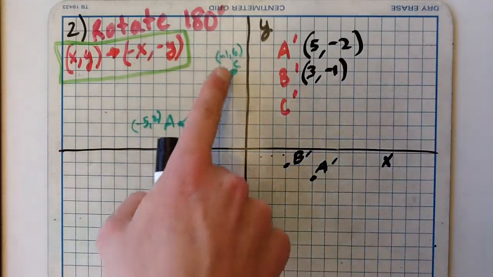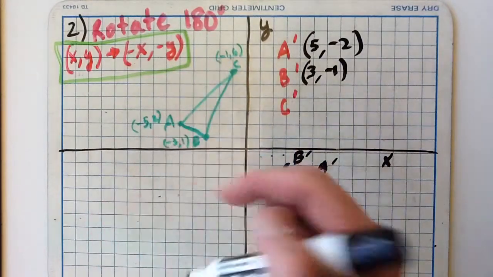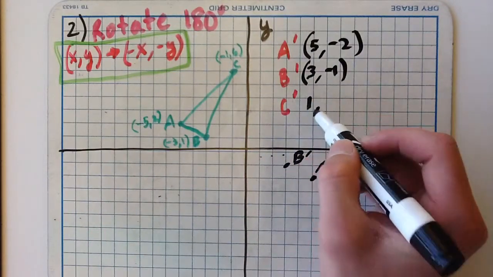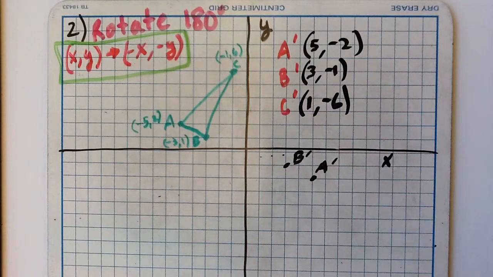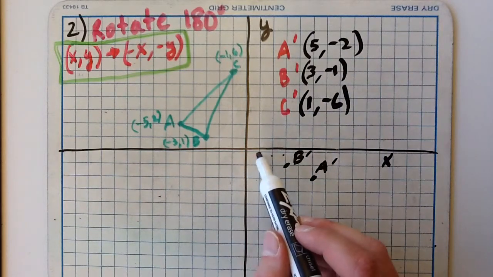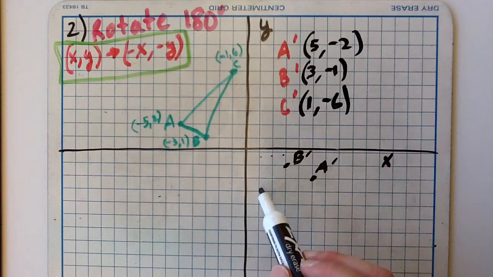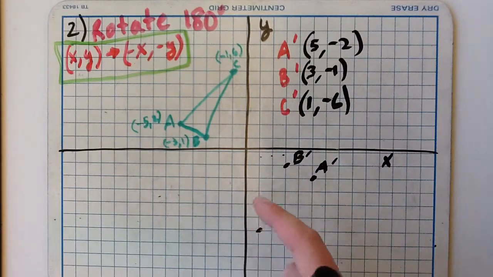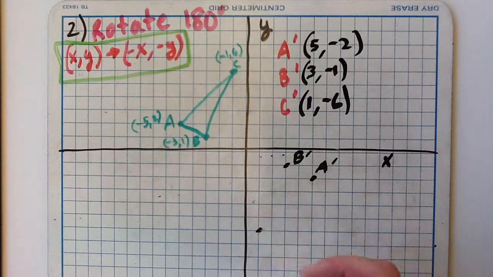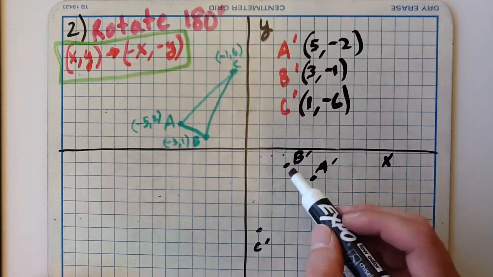And then C is at negative 1, 6. So the opposite of negative 1 is 1, and the opposite of 6 is negative 6. So C prime must be at 1, negative 6. So 1, down 6, 1, 2, 3, 4, 5, 6. If I counted correctly, 1, 2, 3, 4, 5, 6. Yeah, this is C prime.